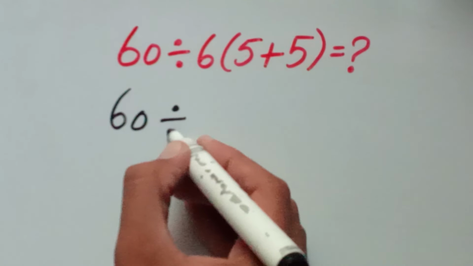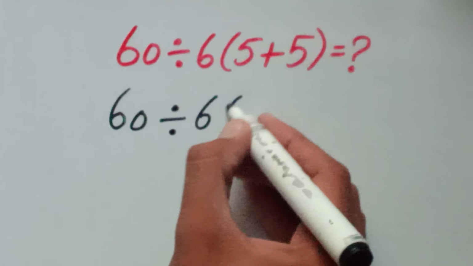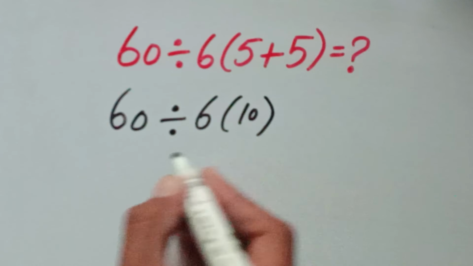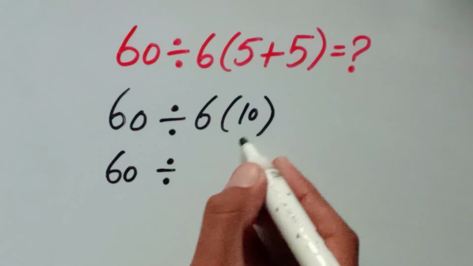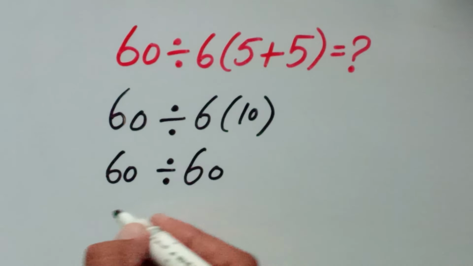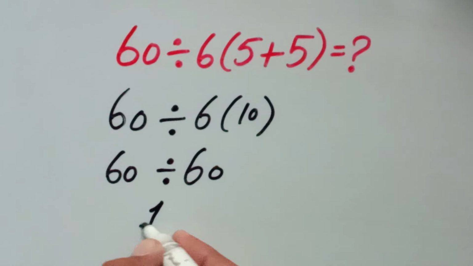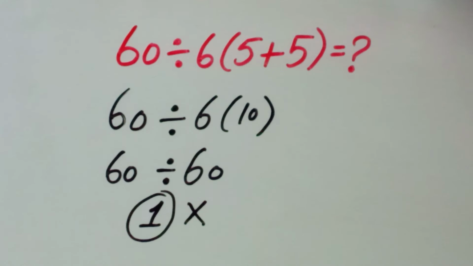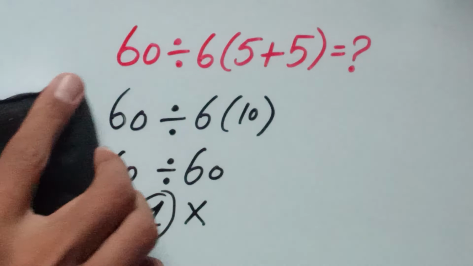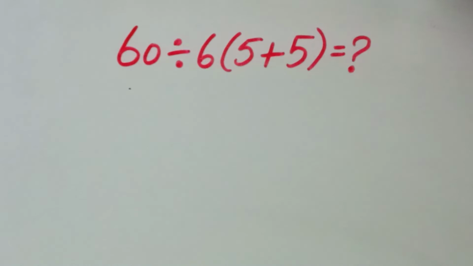60 divided by 6, 5 plus 5 equals 10. And then they solve it as 60 divided by 6 times 10 equals 60. 60 divided by 60 equals 1. But this answer is wrong because of the order of operations, which is called the PEMDAS rule.